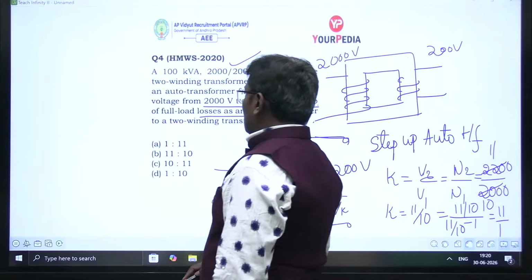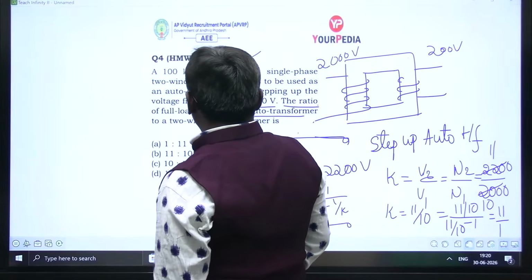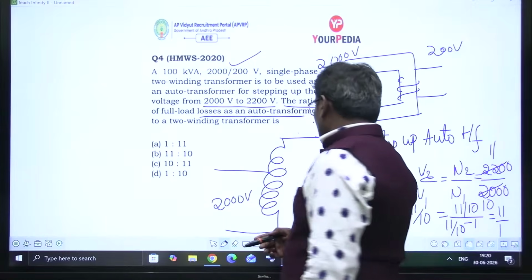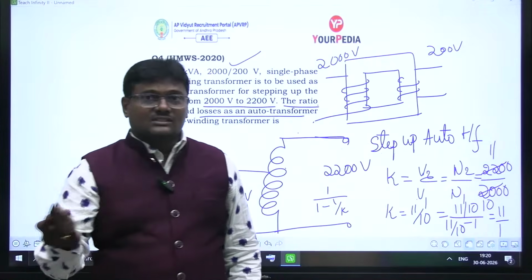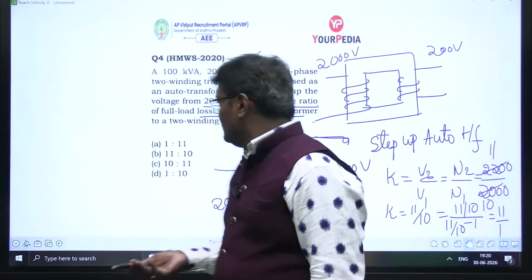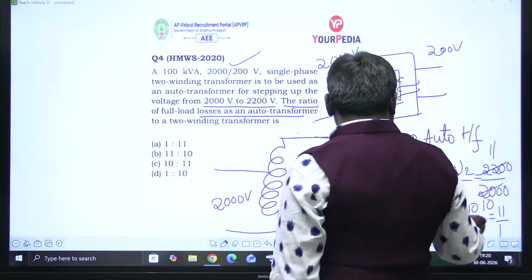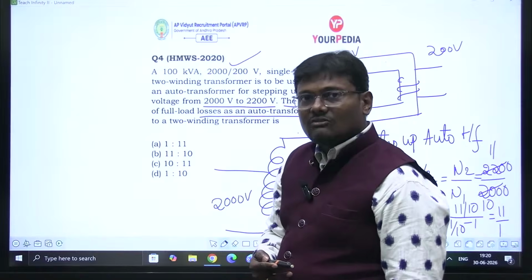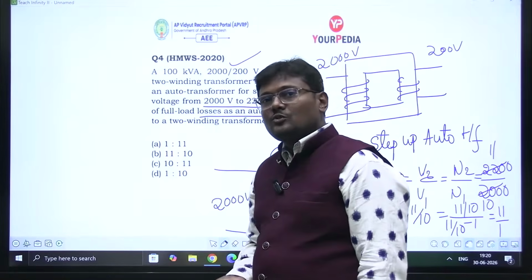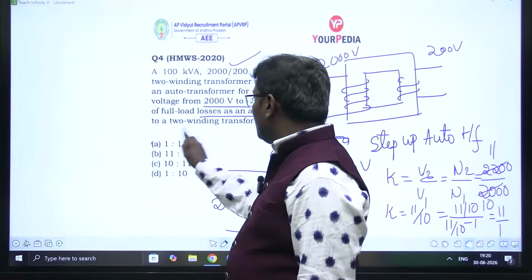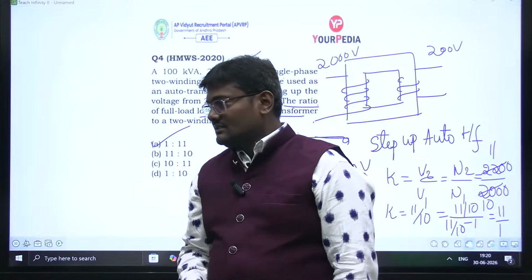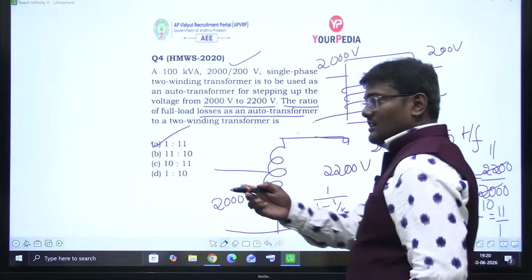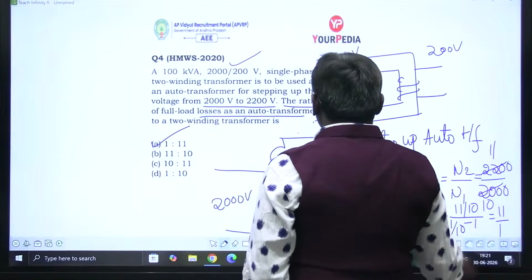11 by 1. The rating, the losses are inverse. The turns ratio is N1 by N2. Transformation ratio is N2 by N1. So the answer is A, 1 is to 11. The answer is A. Yes, someone has given answer A. That answer A is correct.